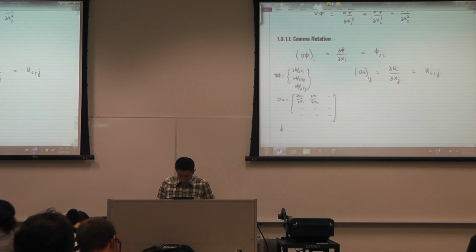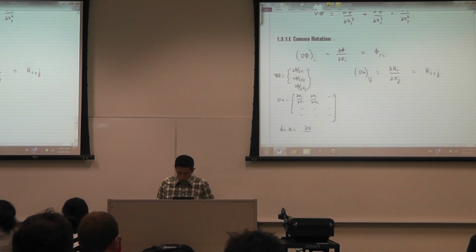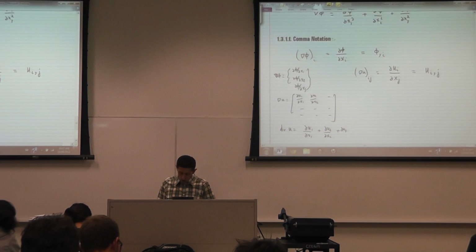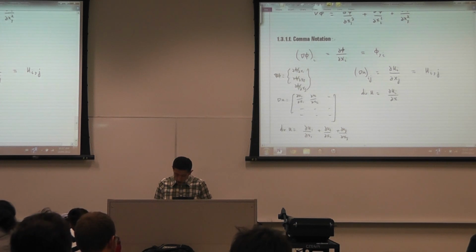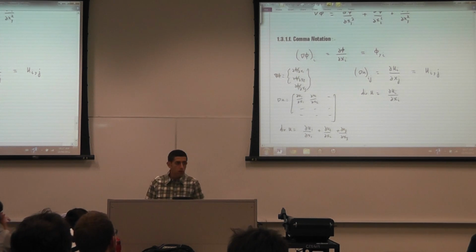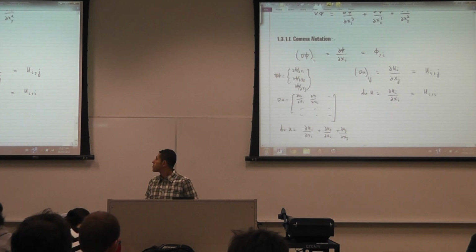The divergence of u, when u is a vector field, was equal to partial u1 by partial x1 plus partial u2 by partial x2 plus partial u3 by partial x3. So the divergence of u is equal to partial ui by partial xi, where summation is implied, which is ui, comma i.